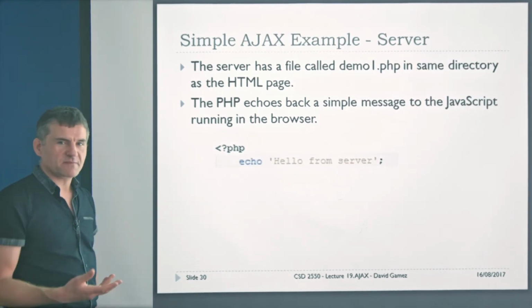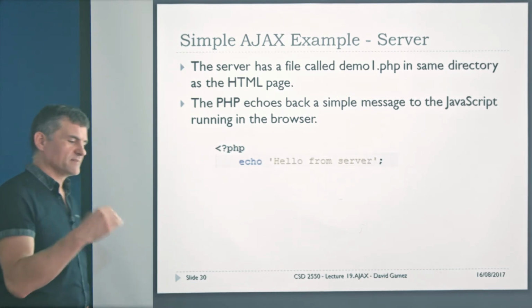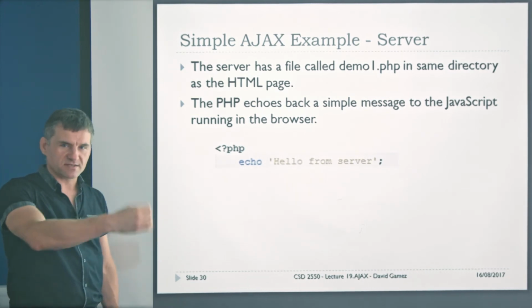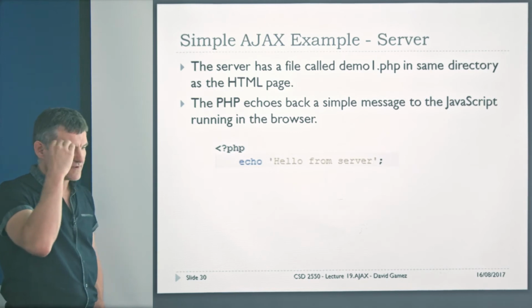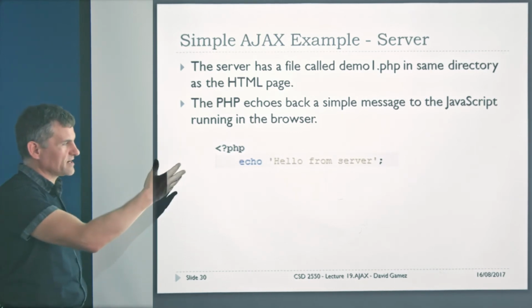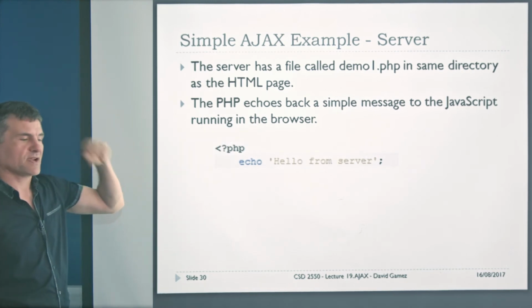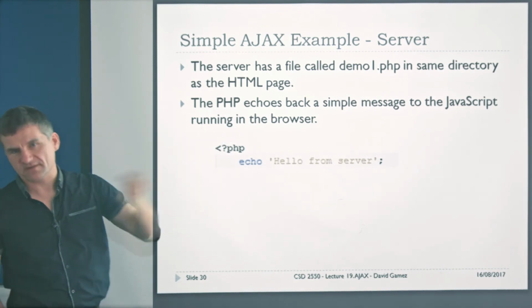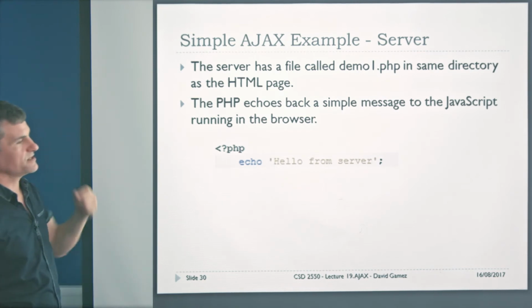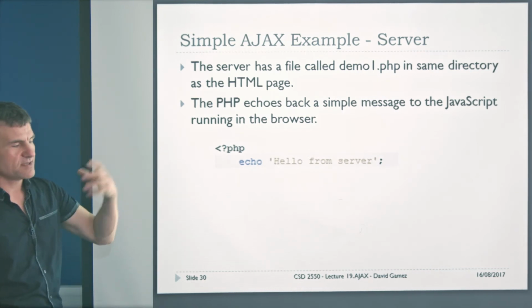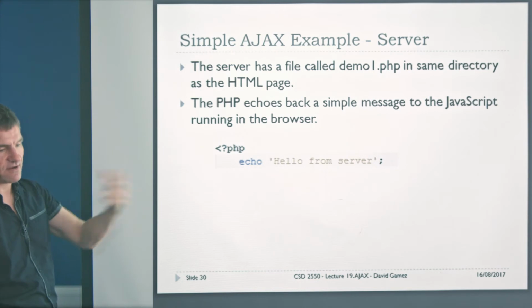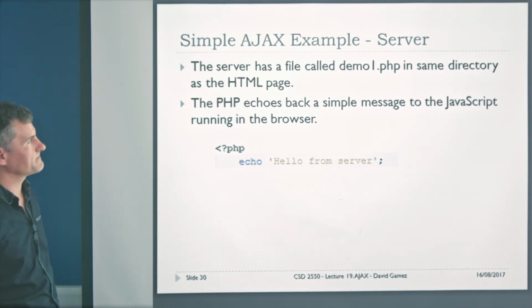Now, something to bear in mind with all these examples is the browser is capable of sending the same requests as the JavaScript. So the first thing to test whenever you're testing out your Ajax is check that the server is giving you the correct response back, and then you can check that the JavaScript is pulling the correct response back from the server as well.